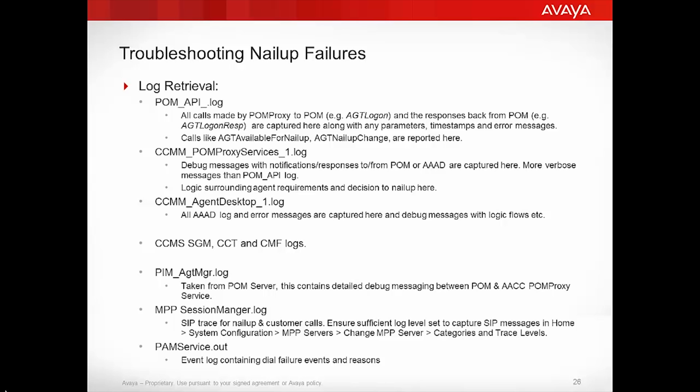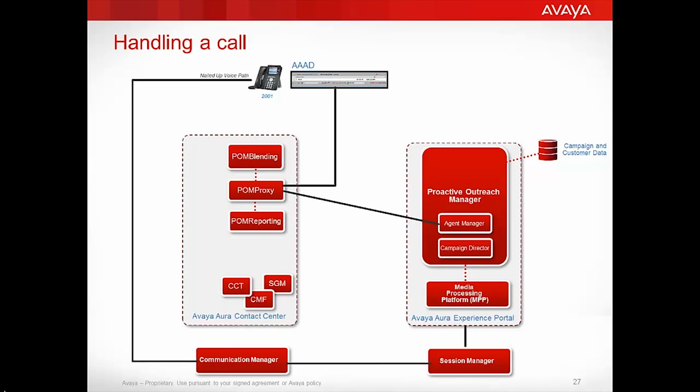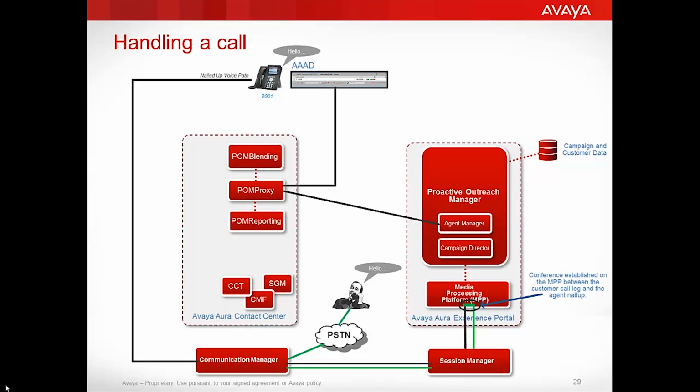Now we'll look at how we handle a call. Here we have the agent who is logged in on station 2001, and they have the Nailup voice path. Now our dialer, POM, has placed a call to a customer, and the customer has performed a live answer. So we've reached a live customer in this scenario. The conference is established on the MPP between the customer call leg and the agent Nailup leg. Now both the customer and agent can communicate.